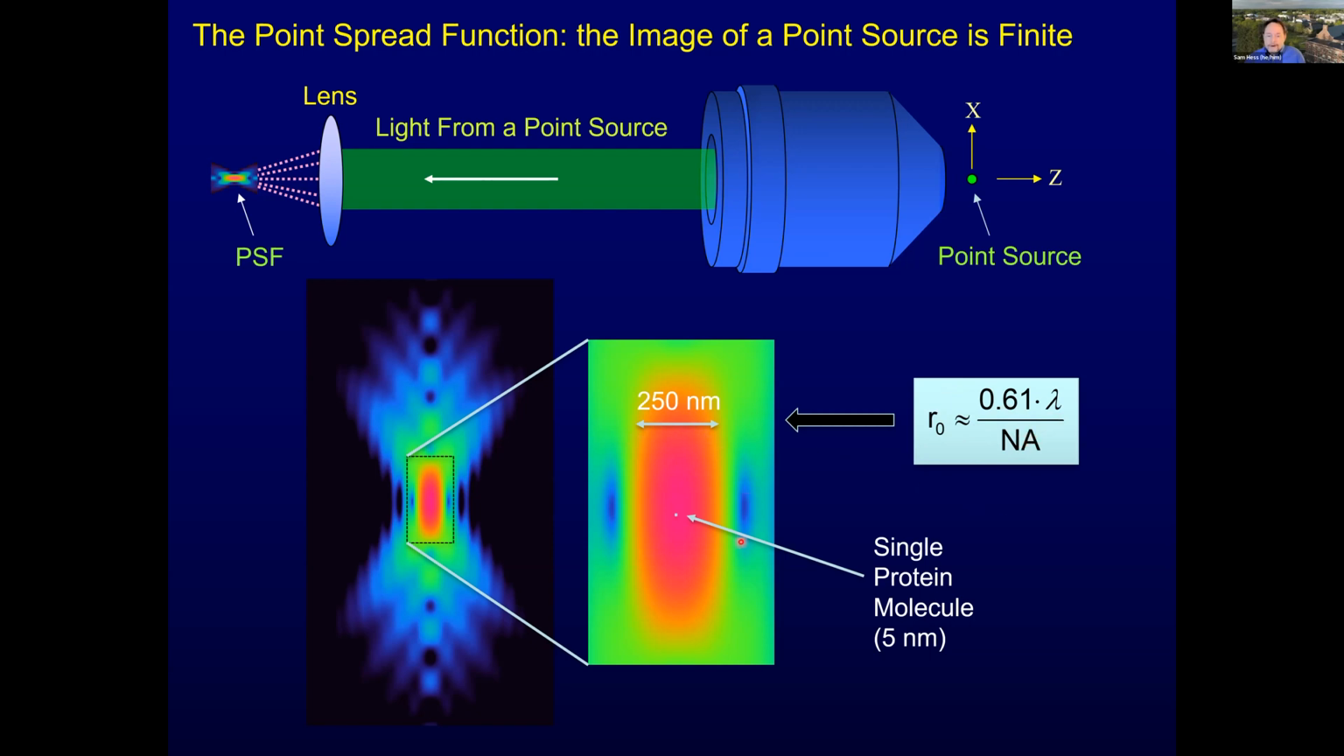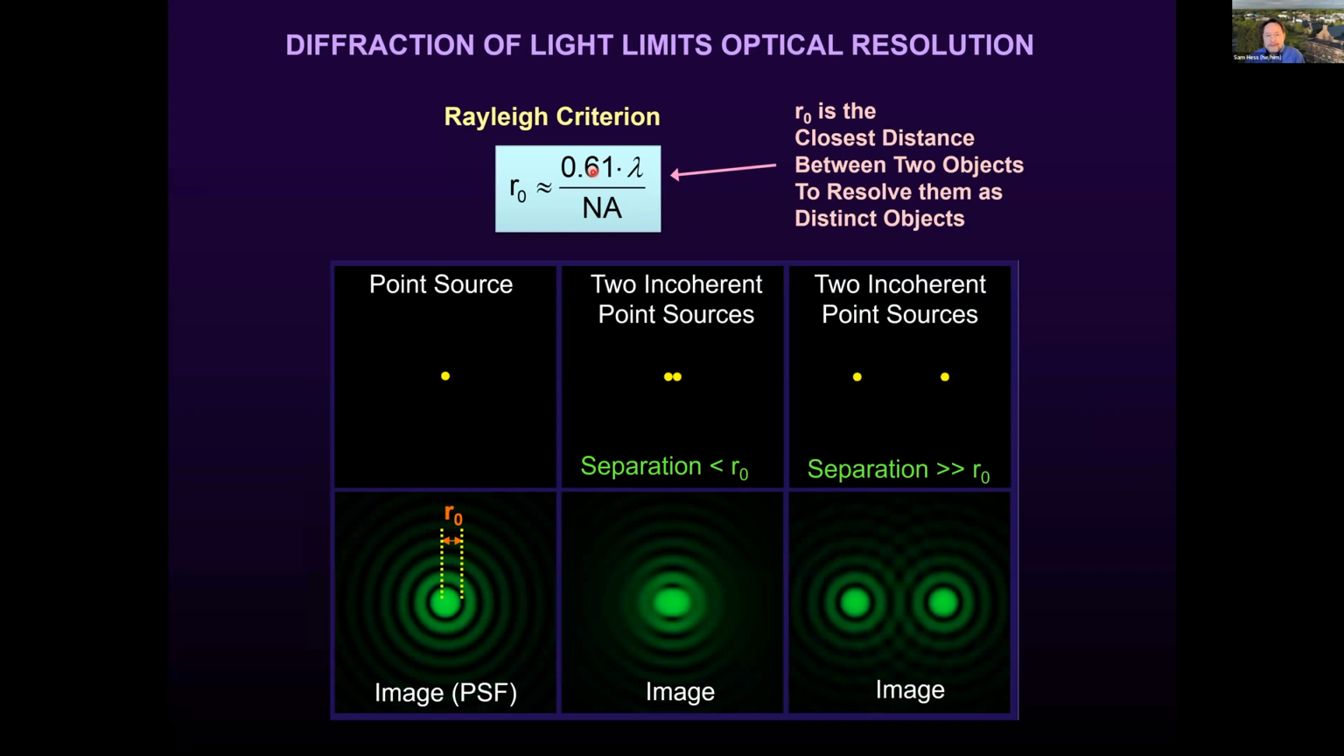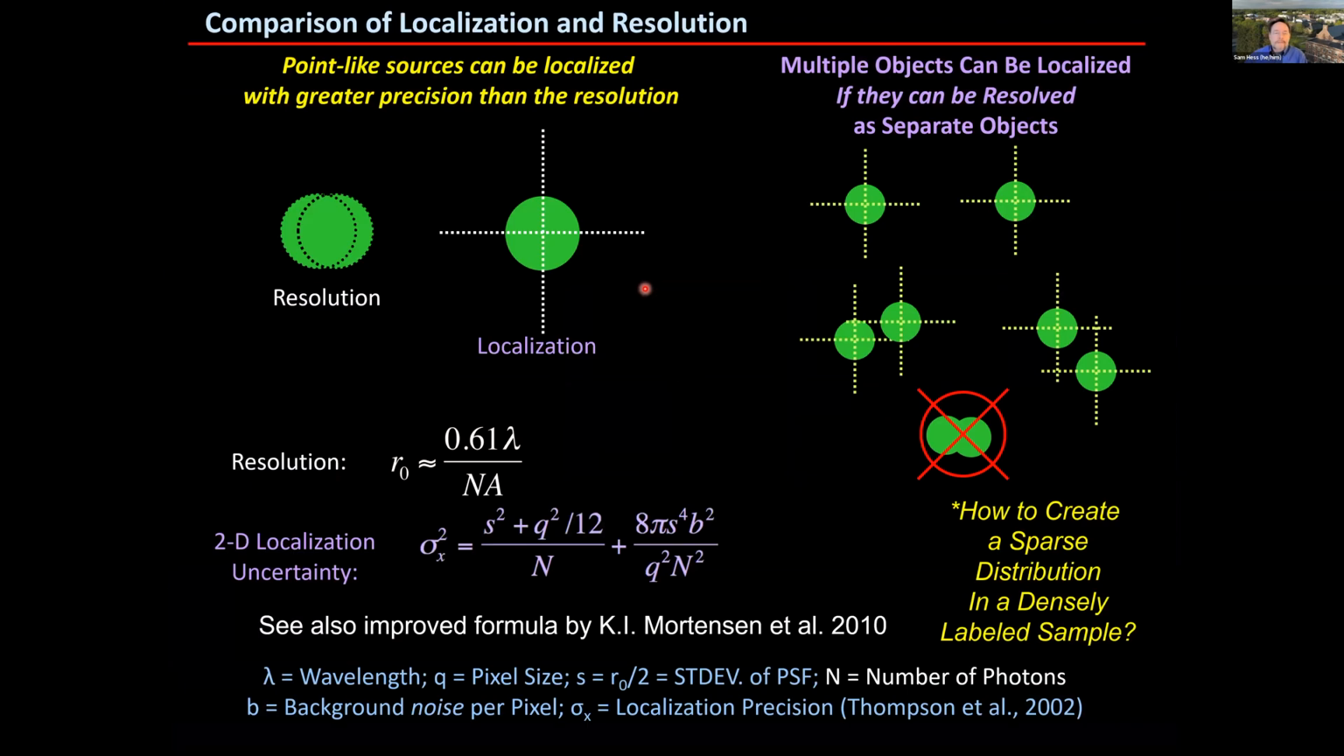And that's much bigger than an individual hemagglutinin or other protein would be. So how do we get around this diffraction limit in the resolution? And this came back to the photophysics when I thought about trying to image small numbers of molecules that were well separated from each other.